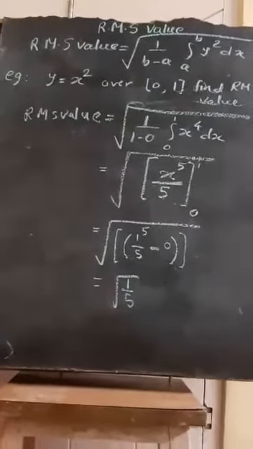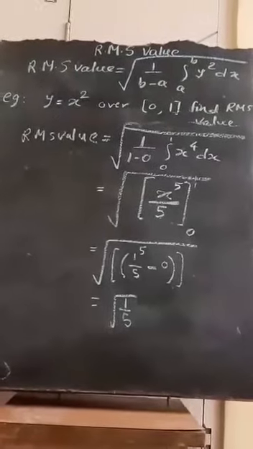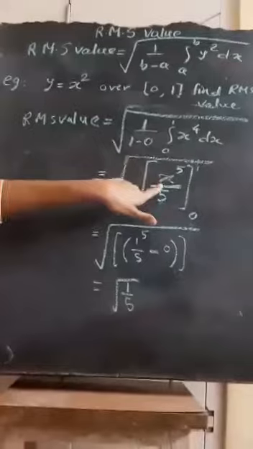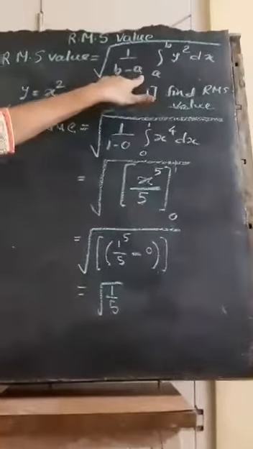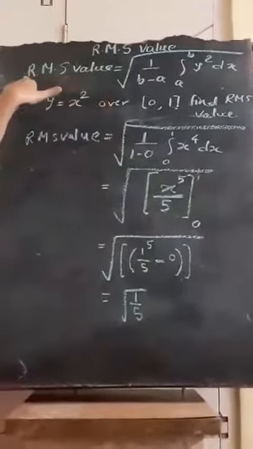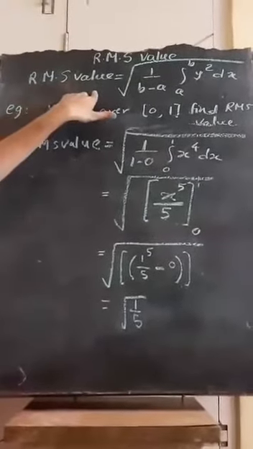So this is the answer of a simple RMS value problem. I repeat what you have to do. Whatever function is given, you have to square it, integrate that, and multiply by 1 upon b minus a. Whatever is the answer, you have to take the square root of that. That is what is root mean square value.